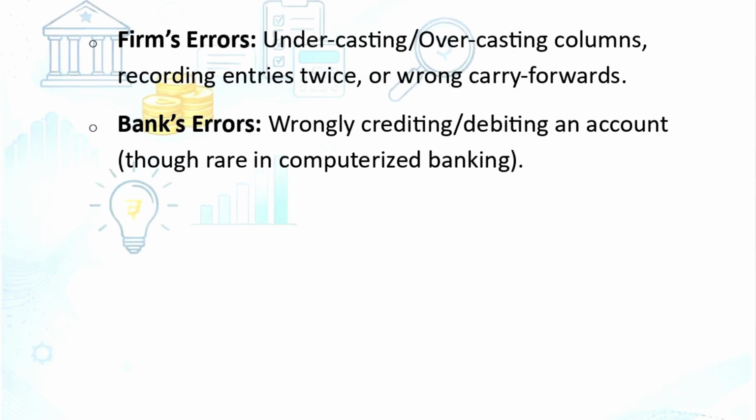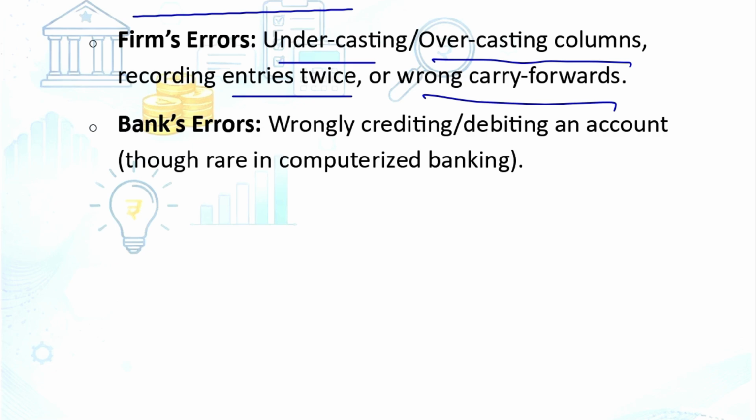The third and main cause for mismatch between the cash book and bank book is clerical errors. An accountant might miscalculate a total or bring forward a balance incorrectly. These clerical mistakes must be identified and fixed instantly during the reconciliation process. There might be undercasting or overcasting of columns, or one entry recorded twice, or wrong entries carried forward, like that.